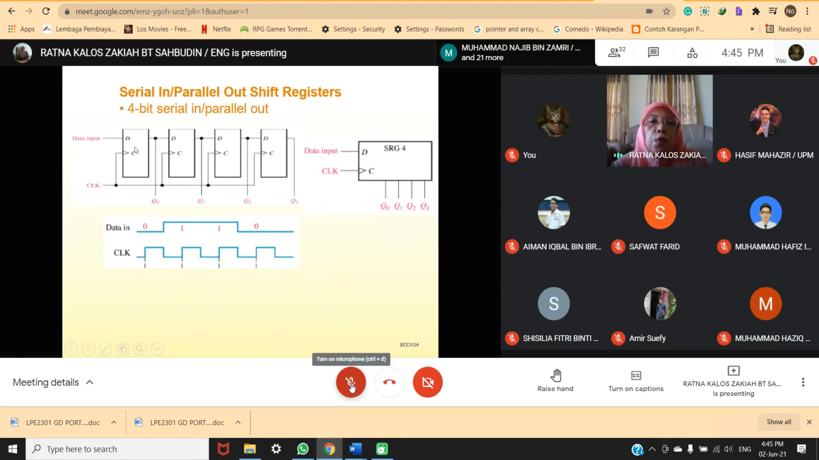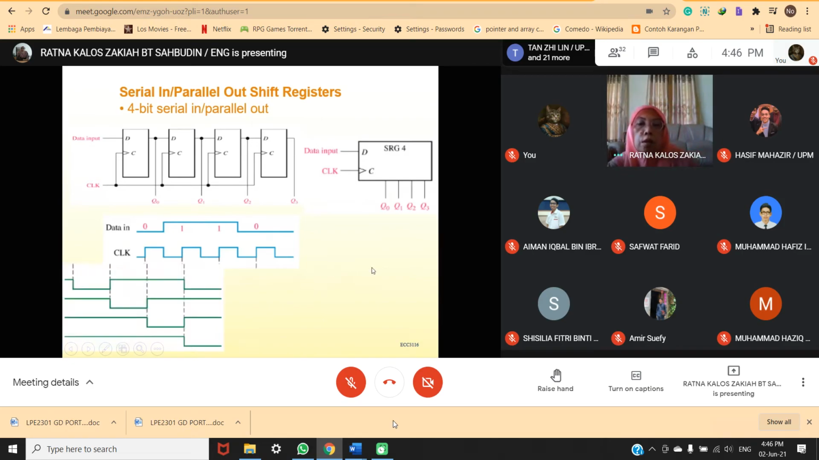So this is the same 4-bit serial in, parallel out. Data goes in here, using the D flip-flop, and here is the symbol. Data in goes to the D flip-flop, and then you have the clock there, and then this is the parallel output. Now look at the data in. You have 0, 1, 1, 0, and this is the clock. You look at here, there is no bubble, so you look at the positive edge.